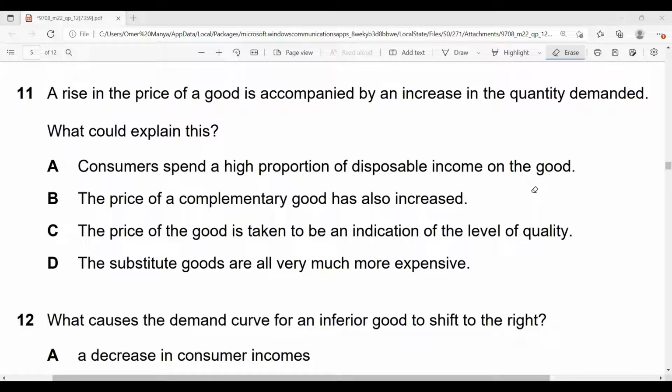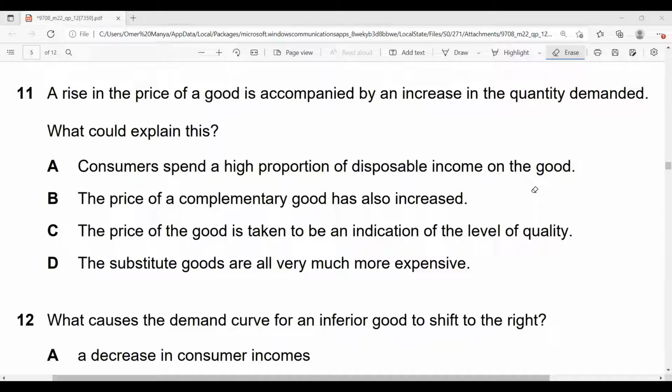The reason is that they might consider the price to be an indication of the level of quality. Sometimes they even consider the product to be a status symbol. So the fact that the price is increasing actually makes it more attractive to them, because that was the whole point. The point is to display something that is expensive as a symbol of opulence or wealth.